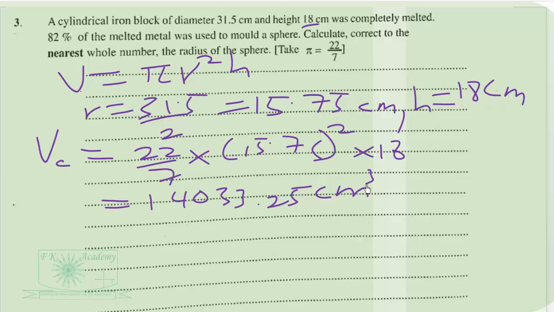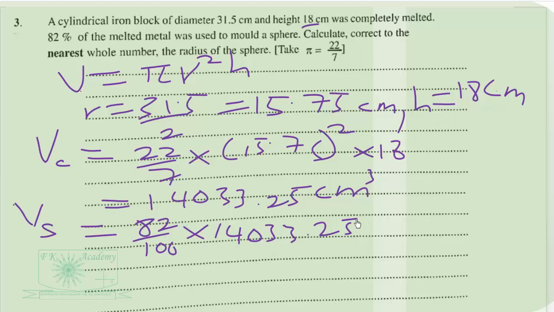Then we have the volume of the sphere. The volume of the sphere will be equal to 82 over 100 times 14033.25 centimeter cube, and that is equal to 11507.265 centimeter cube.